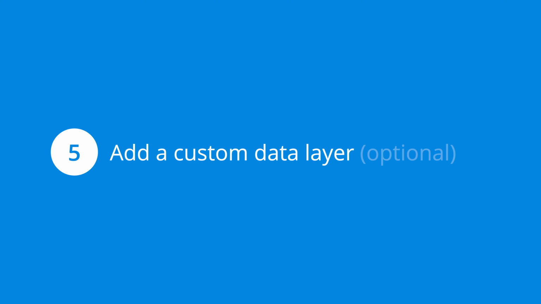Step 5 is optional. It's to work with your web developer to add a custom data layer to your website. A custom data layer makes information available to Google Tag Manager. For example, if you're using an e-commerce platform that doesn't provide a Google Tag Manager integration, then you'll want to implement a custom data layer that includes transaction details. This means that when a transaction occurs, you can pass all of the transaction details to Google Analytics, Google Ads, Facebook, and any other tags where you want to send e-commerce data.